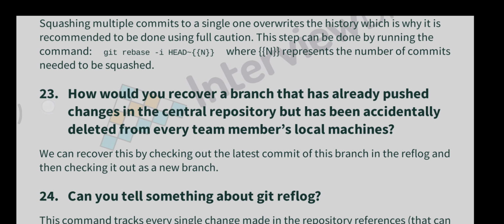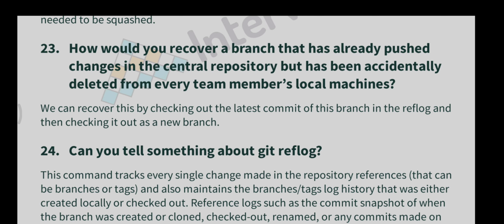23rd question. How would you recover a branch that has already pushed changes in the central repository but has been accidentally deleted from every team member's local machine? We can recover this by checking out the latest commit of this branch in the reflog and then checking it out as a new branch.